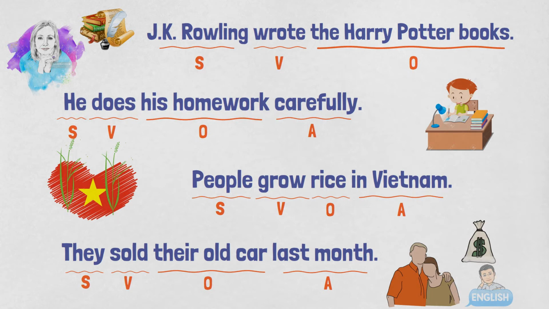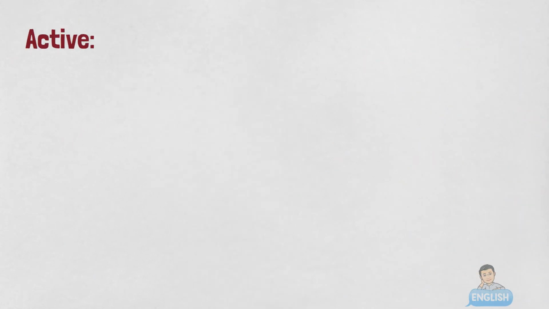However, when we want to show that the action of the verb is more important than the person who carries out the action, we normally use the passive voice. We form the passive with the verb to be in the appropriate tense, and the past participle of the main verb. Let me show you how to change an active sentence into a passive one.